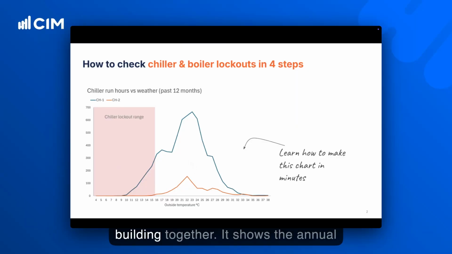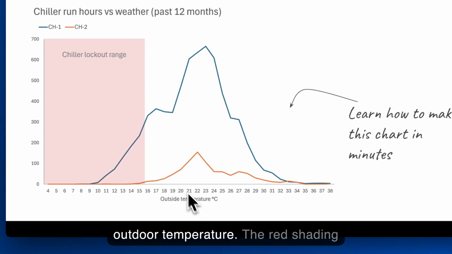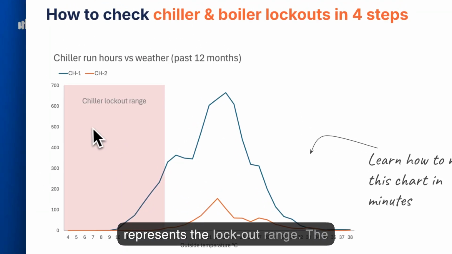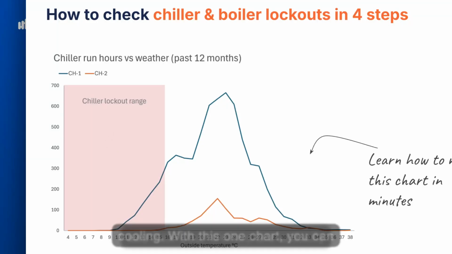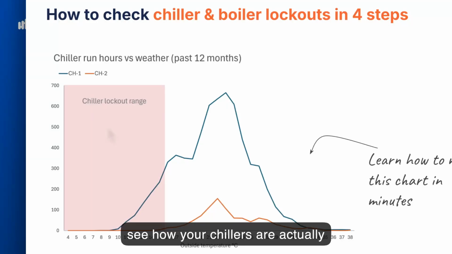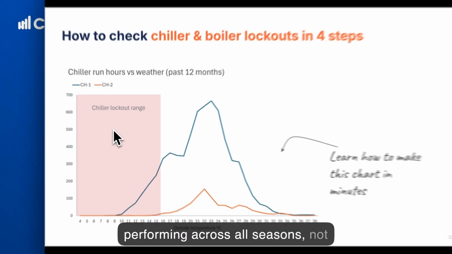This is the chart we'll be building together. It shows the annual run hours of 2 chillers grouped by outdoor temperature. The red shading represents the lockout range, the outdoor temperature range where chillers shouldn't be running for cooling. With this one chart, you can see how your chillers are actually performing across all seasons, not just at a point in time.